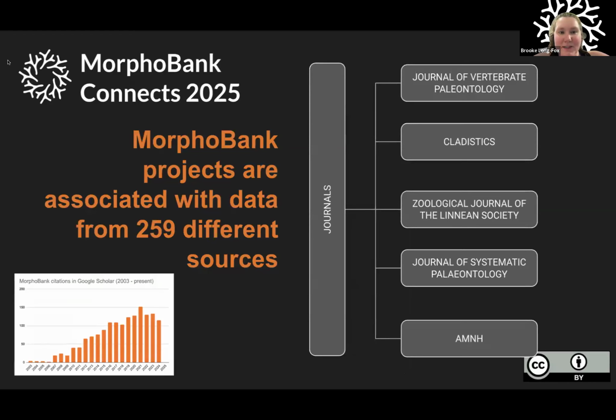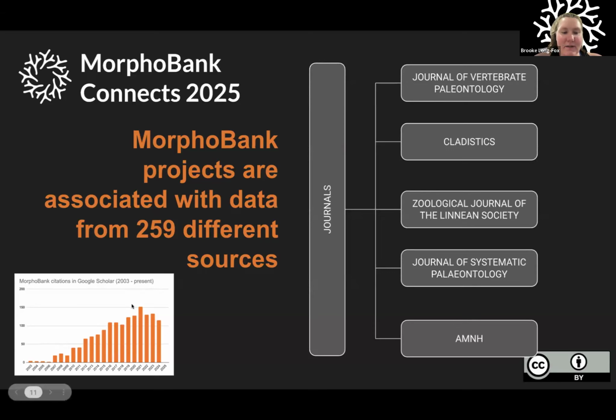Okay, MorphoBank projects are associated with a variety of data from hundreds of different sources. We have a wide range of journals, over 200 journals, but the majority of our data is published in a couple of different journals, and I list these here: the Journal of Vertebrate Paleontology, Cladistics, Zoological Journal of the Linnean Society, the Journal of Systematic Palaeontology, and AMNH.